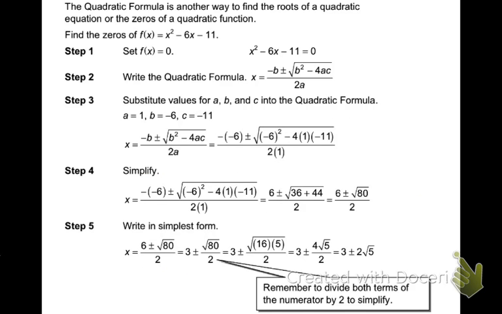Here was what we looked at last time. So, very detailed review. The key is whenever we set these, we always want to set them equal to 0. So remember, we solve these, set them equal to 0. We identify what A, B, and C are. So A equals 1, B equals negative 6, C equals negative 11. And then I plug in and I solve.